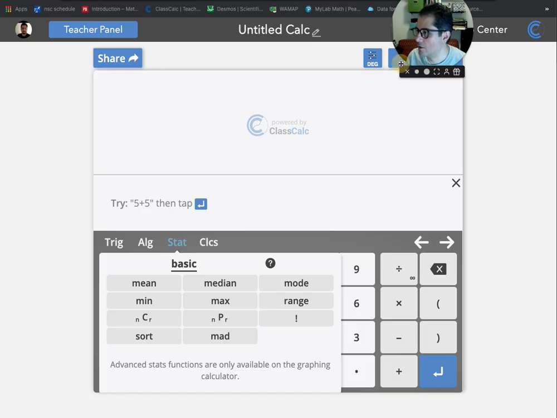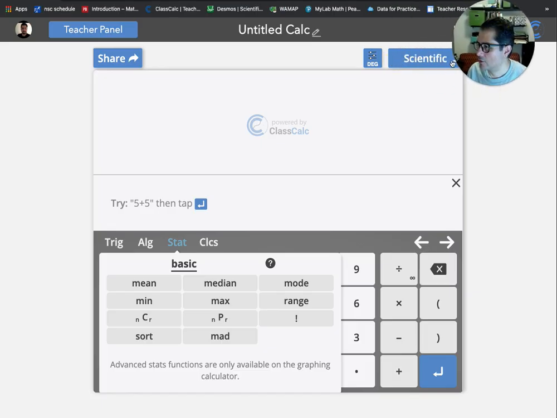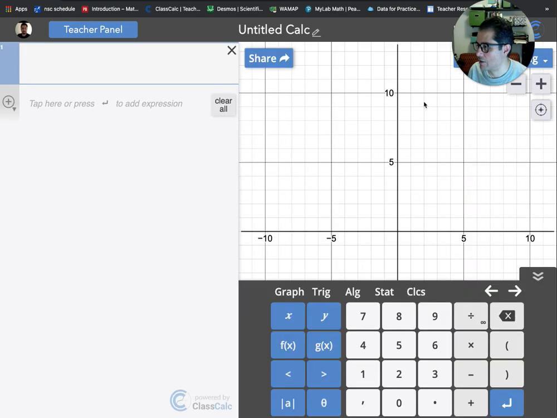So be sure that you are in the graphing calculator. Oh, I'm in the wrong one. There you go. You have to click on the scientific. You're really doing the graphing calculator.